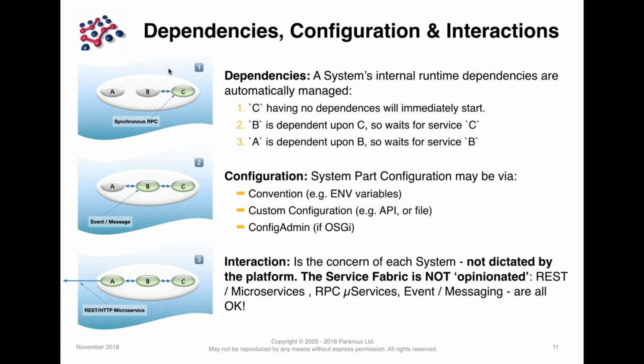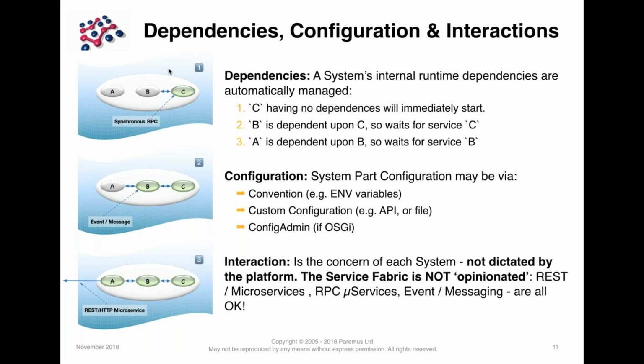Okay, from the configuration point of view, each system part can be configured via convention, i.e. via environment variables. If it's a system part which is configured via API or perhaps via a configuration file on disk, we can deal with that. And of course, if it's a native OSGi component, we use config admin.